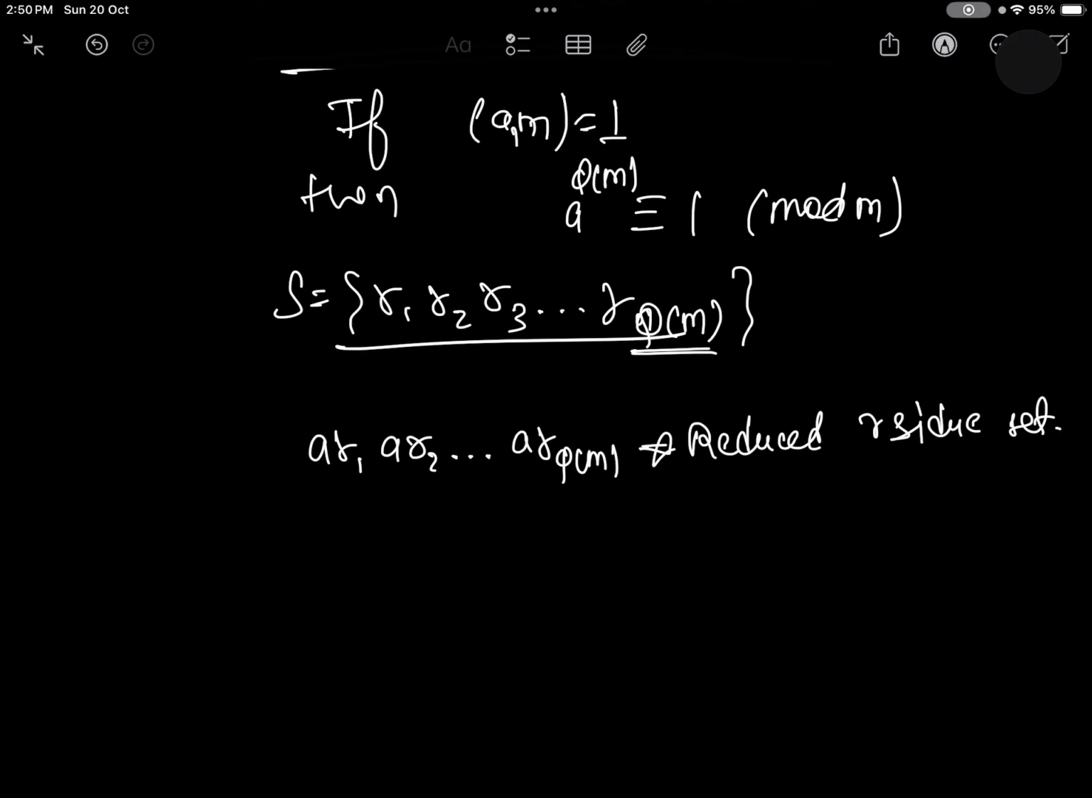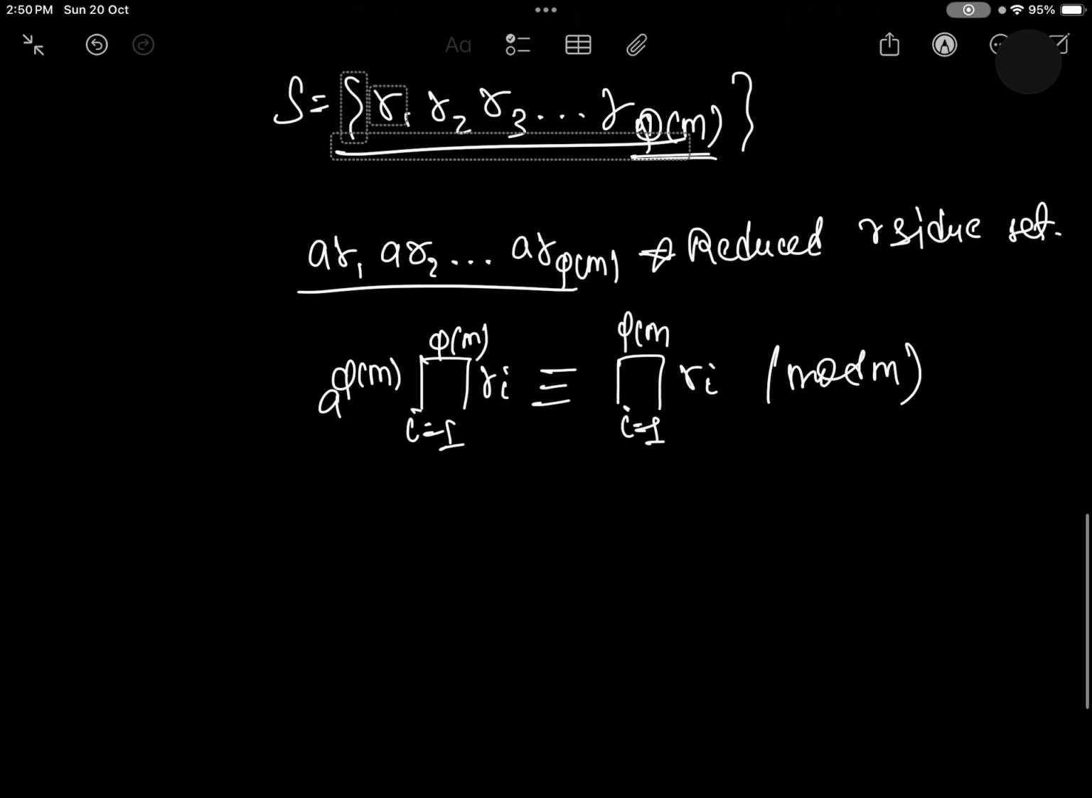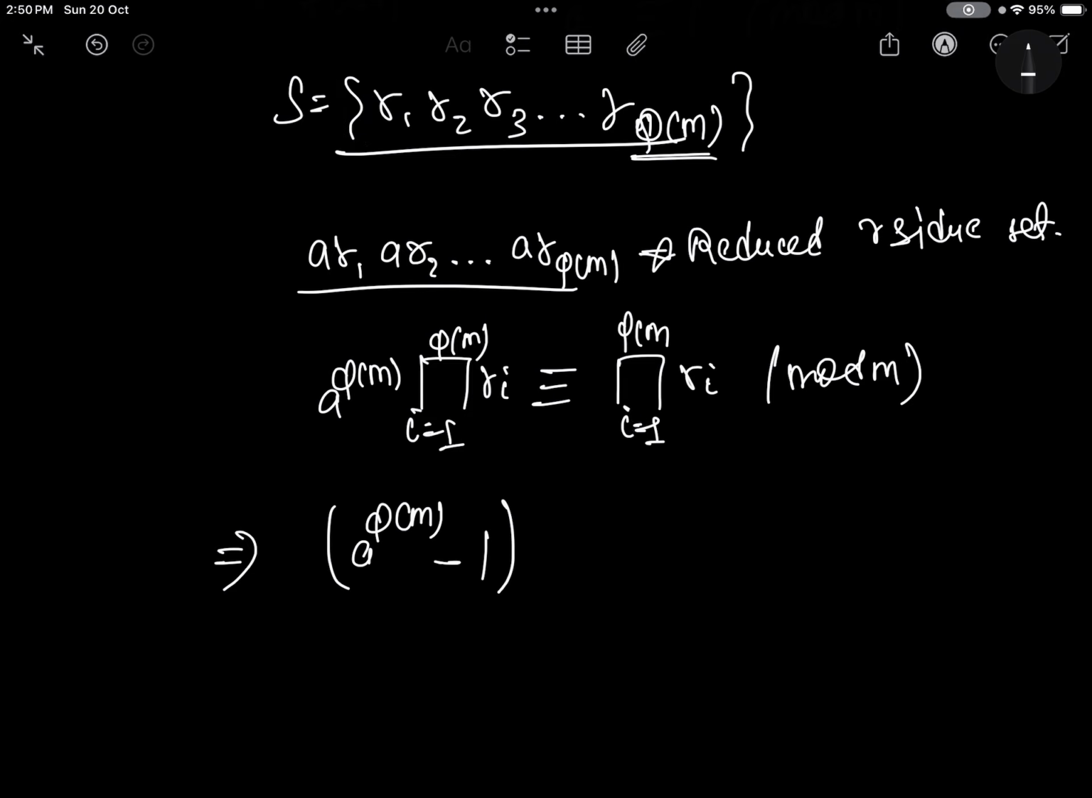So the product of this can be written in the form of A raised to the power totient of M times the product of Ri from 1 to totient of M, which is congruent to the product of Ri from 1 to totient of M, mod M. Now I know that all of our Ri's are co-prime to M, so the product of all of our Ri's will also be co-prime to M. So by this we can say that A raised to the power totient of M minus 1, multiplied by the product of Ri from i equals 1 to totient of M, is divisible by M, where M divides this number.